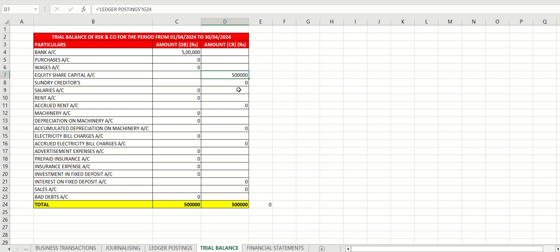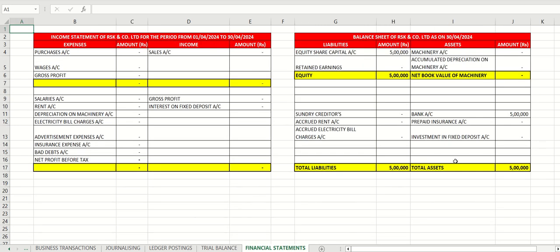And also let's move to the last phase of an accounting cycle, which is the financial statement phase. What are the critical elements of the financial statement? One is the income statement and the other one is the balance sheet. Now let's see how these accounts would get reflected in the financial statements. See, this equity share capital is getting reflected under the liabilities side, and my bank account is getting reflected under the asset side, under current assets.